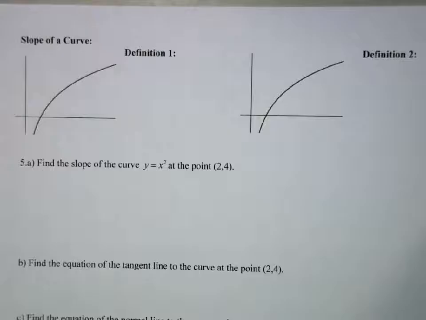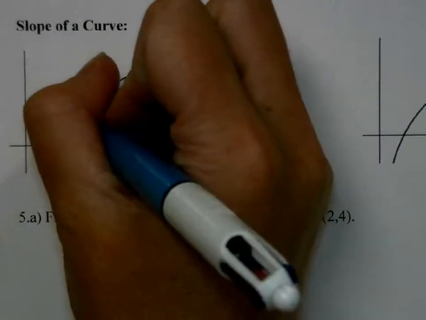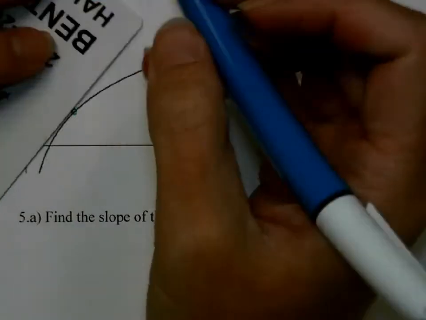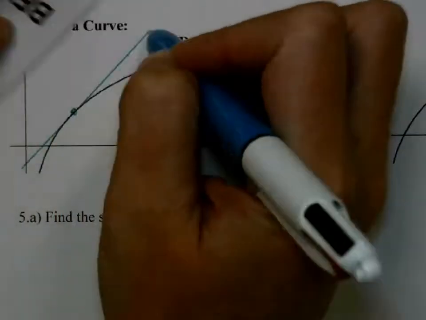Okay, so how do we find the slope of a curve? There's two different formulas that we're going to use for that, so I'm going to derive each of them. Okay, so the first definition, let's look at what we're trying to find. I'm trying to find the slope of a point on this curve, which is going to equal the slope of our tangent line.